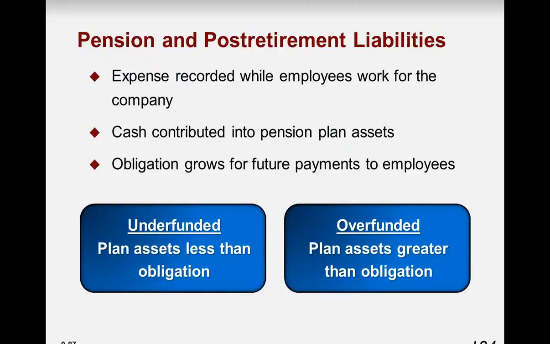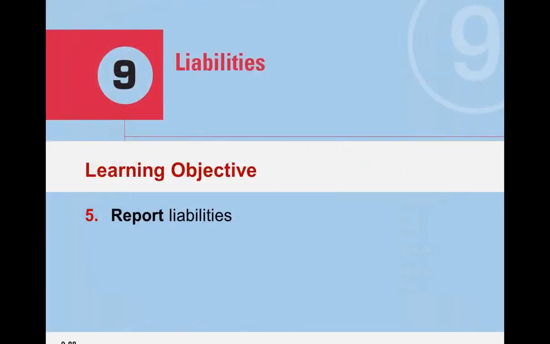Another type of long-term liability that we might look at are pensions and post-retirement liabilities. These are expenses recorded while employees work for a company. The cash contributed goes into the pension plan assets, and the obligation grows for future payments to employees. These can be underfunded, which means the plan assets held by the company are less than obligated, or overfunded, where the plan assets are greater than the obligation. When the plan assets are less than obligated, then sometimes the employer can't pay out the pensions like they're supposed to.